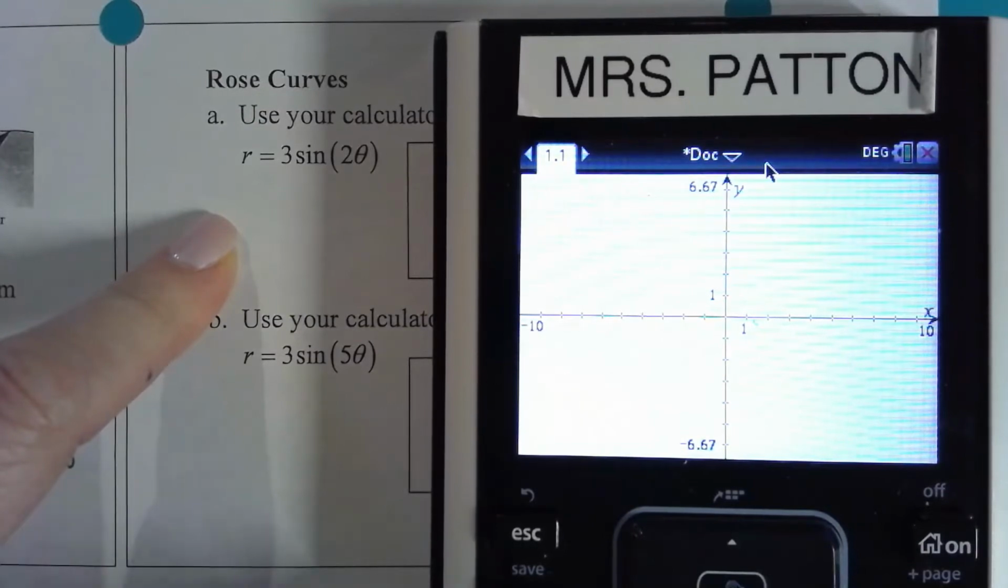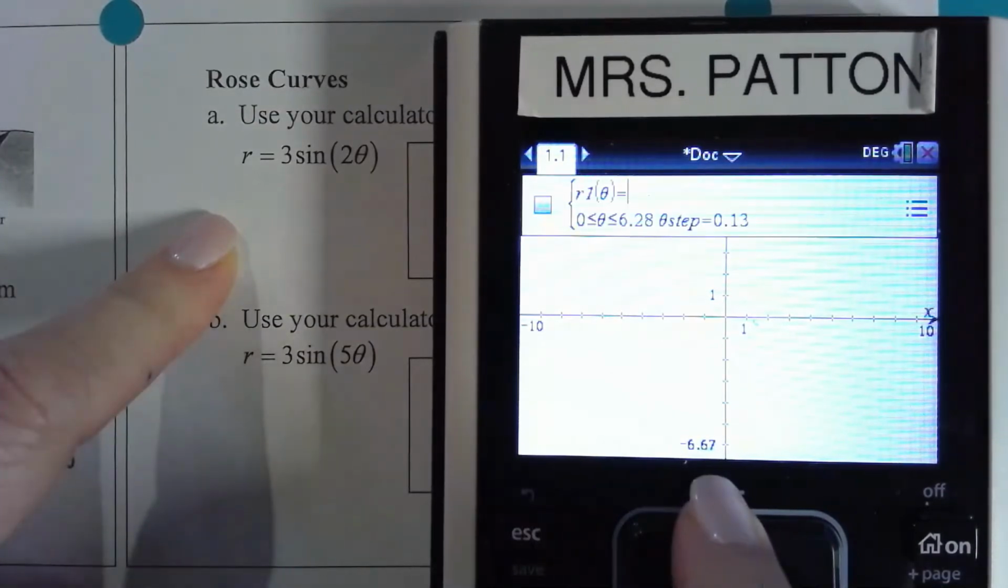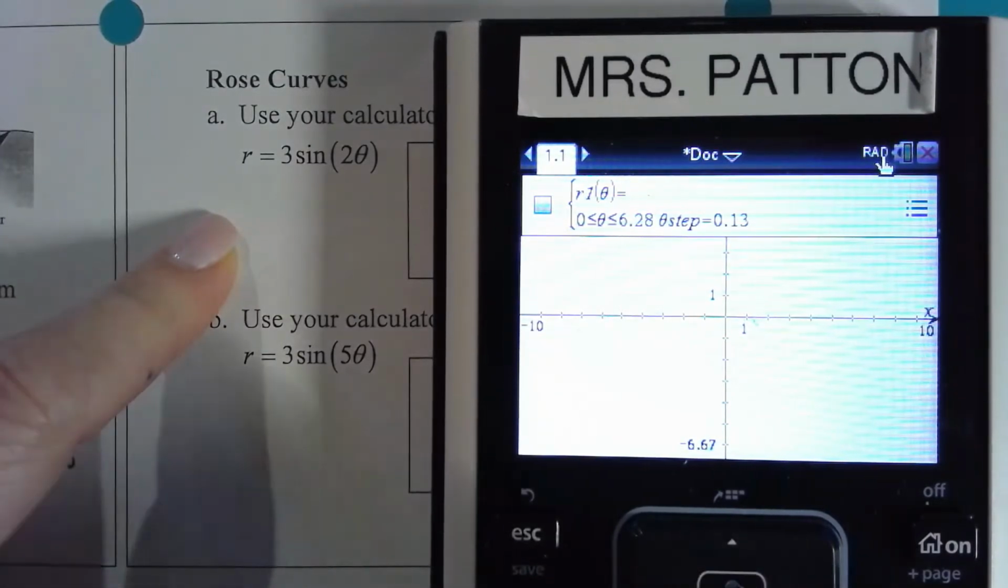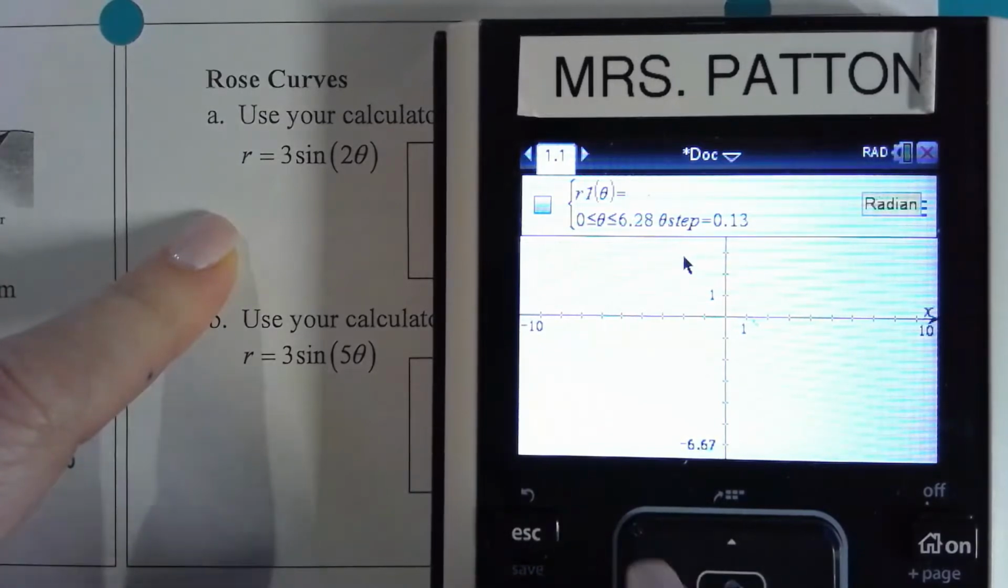Now I'm going to hit tab again. Oh, it didn't change it. Oh. Well, then let's make it easier. Let's just go change this into radians. That's the easiest fix. Okay. I may not have hit enter the right way. Okay. So let's go graph.